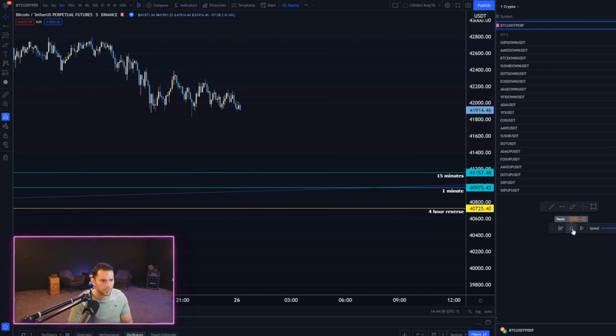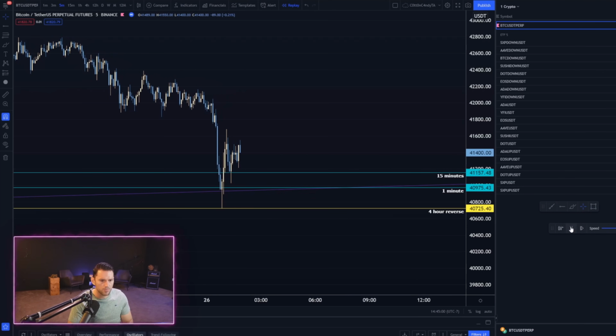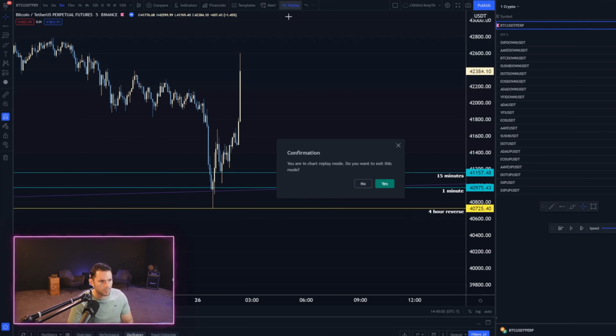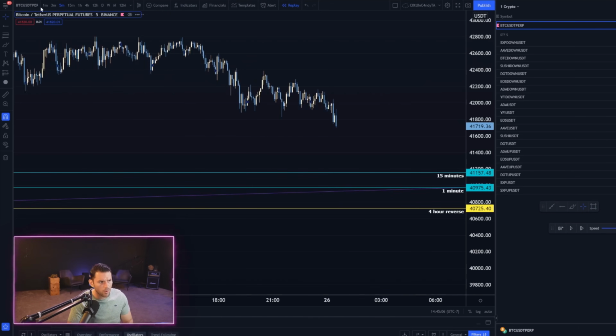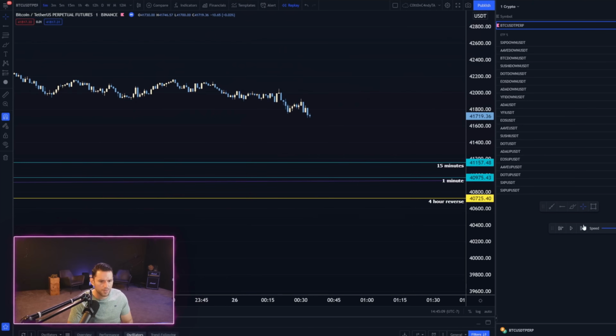And if we hit play here, you can see how this would have played out. Oh, that's too far gone. We need to rewind this a little bit. Go back to right here. Maybe go to a 1-minute chart to see how this unfolded and played out.